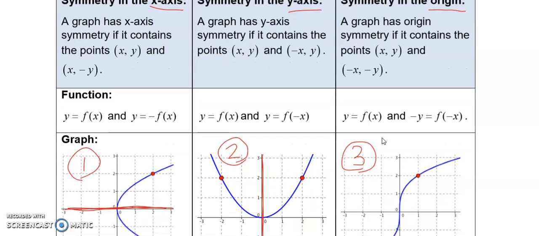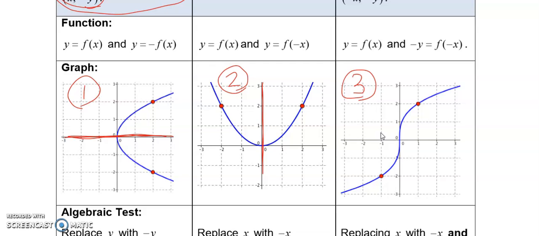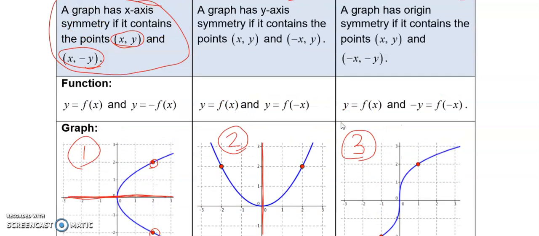Well, I want you to notice, here's a little clue right here. Look at case number 1. Just read this with me. It says that if a graph has x-axis symmetry, then it contains the point x, y, but also the point x, negative y. And that's shown down here in the graph. Here's a point x, y. Well, here's a point x, negative y. So if it's symmetric with respect to the x-axis, you can take any point on the graph, change the y value, just change it to the opposite sign, and that will give you another point on the graph. That's kind of a clue.